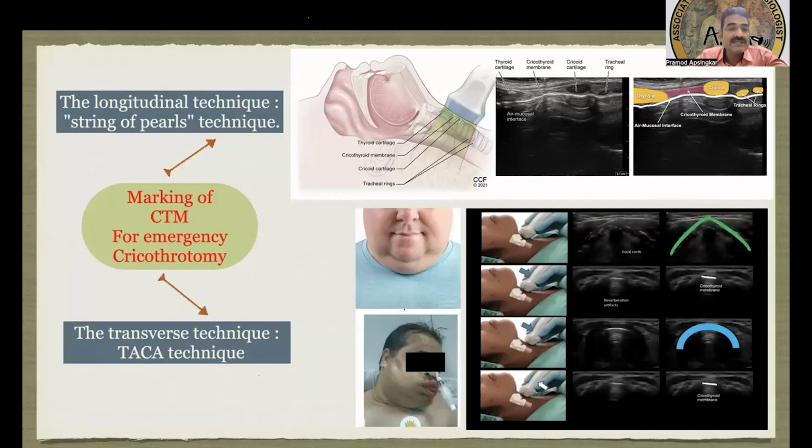And there are two techniques. One is the longitudinal technique. We put the probe longitudinally in front of the neck, and we can see the string of pearls. In between the thyroid and cricoid, we have to mark it. And there is a transverse technique. There is the TACA technique, that means thyroid air, cricoid air. We slide the probe transversely, and we have to mark the cricothyroid membrane.